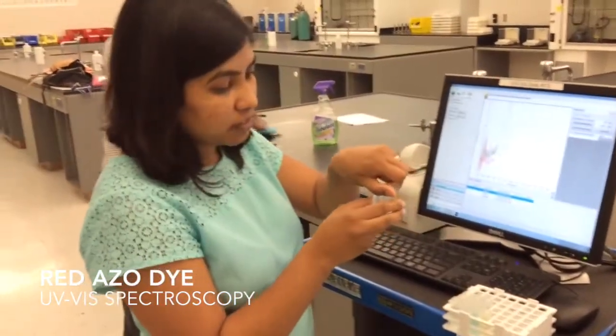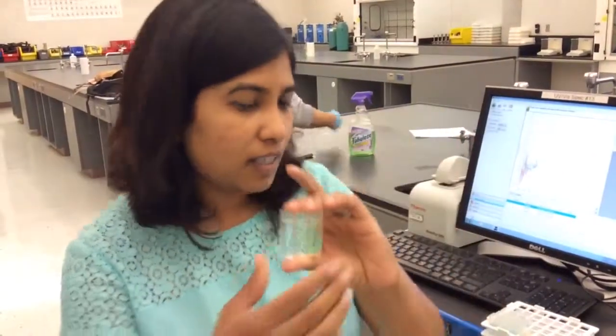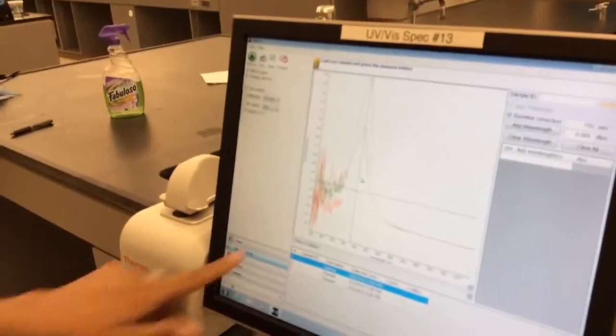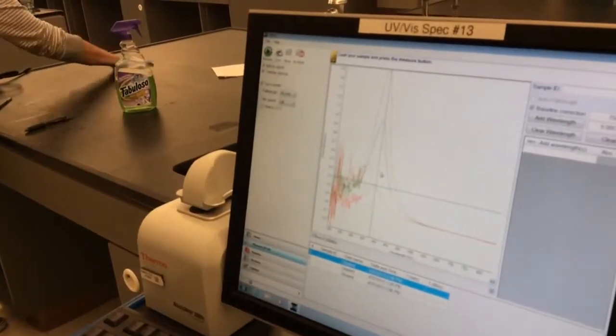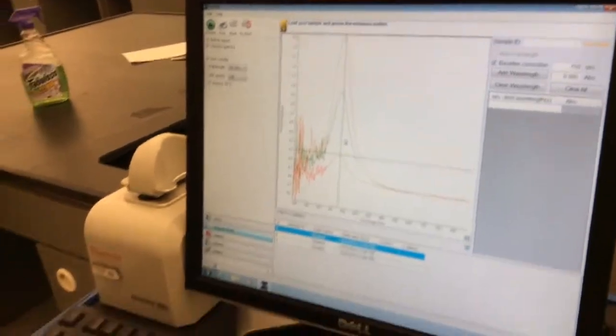We ran the UV spec on the red azo dye. Here's the dilutions we did. And this is what the graph looks like over here. It's run at 378 nanometer wavelength. And you have a different absorption depending on the concentration of the light.